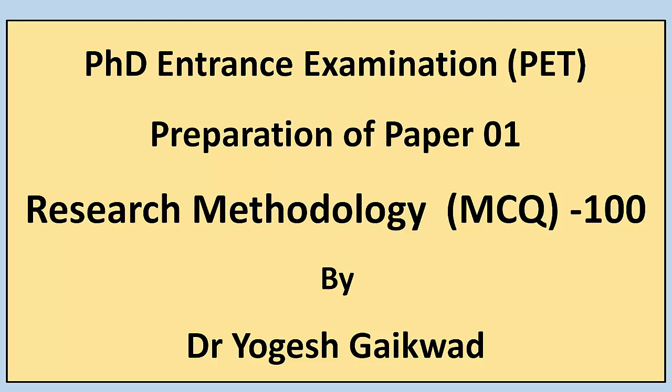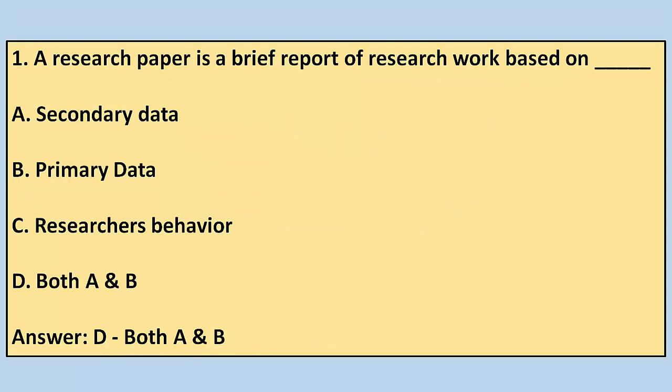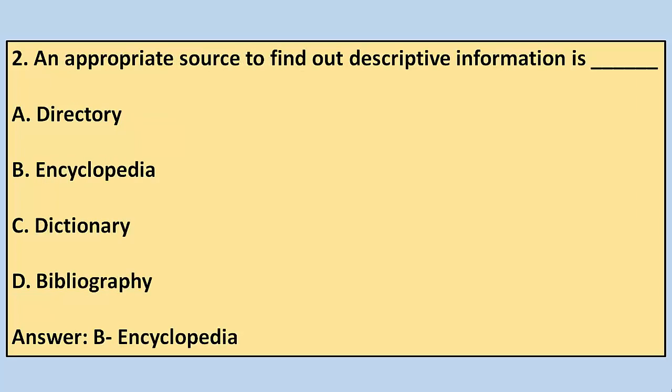Hello everyone, in this video we are going to discuss some important MCQs, that is important multiple choice questions of research methodology for the PhD entrance examination, that is the PET examination. Look at the first MCQ. A research paper is a brief report of research work based on A. secondary data, B. primary data, C. researcher behavior and D. both A and B. Answer is D. both A and B, means secondary data and primary data.